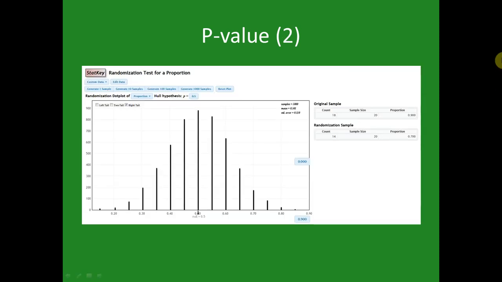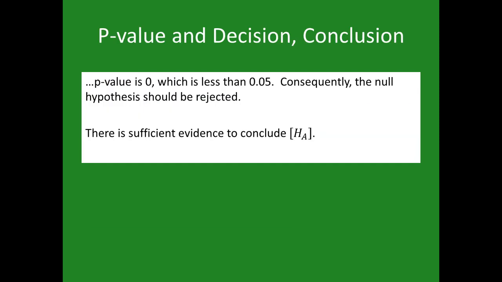The sample proportion that we got is so far to the right that there are no randomization statistics beyond it, and we end up with a p-value of 0. Since the p-value is 0, it's less than 0.05. As a consequence, the null should be rejected. So there's the statement including the p-value and the decision about the null.